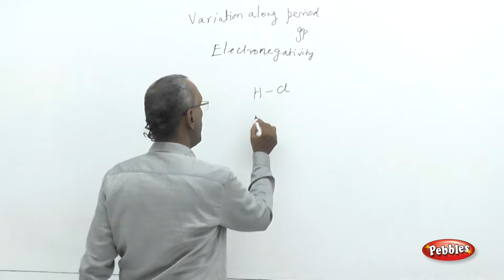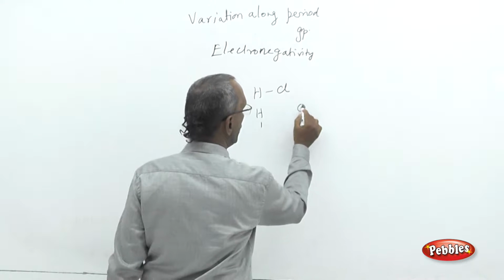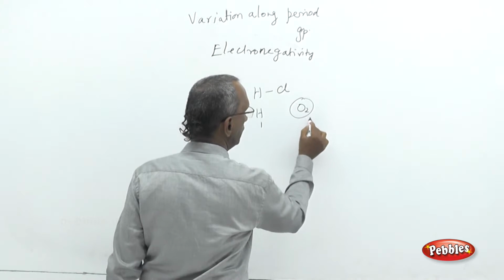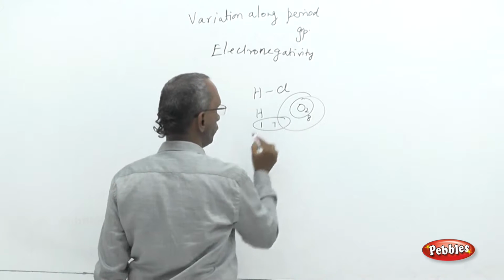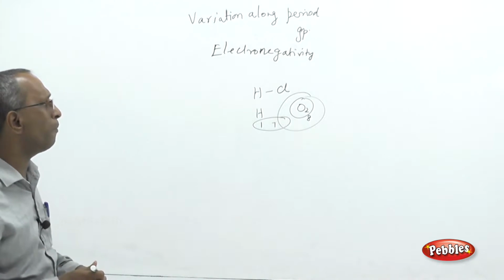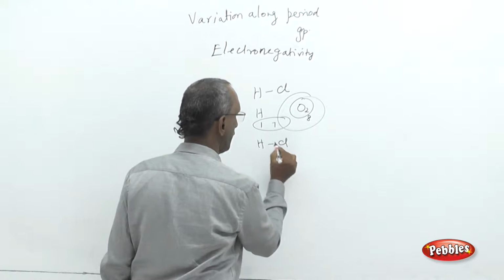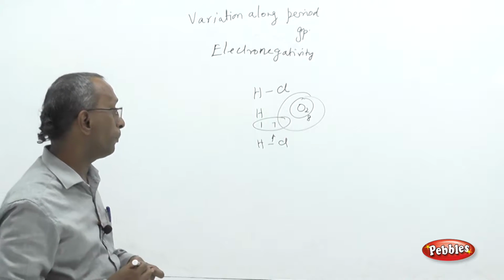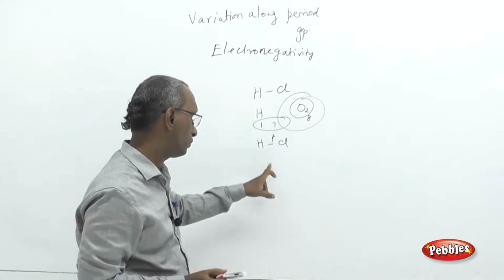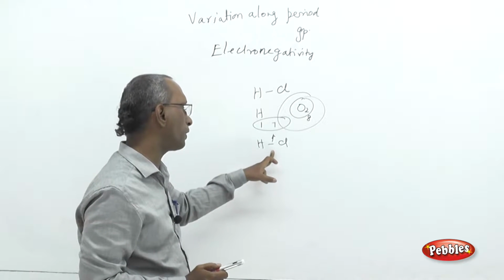HCl means hydrogen, atomic number 1, has 1 electron. Chlorine, atomic number 17, has 2 electrons, 8 electrons, and outermost 7 electrons. These two, 7 plus 1, 8, form the octet configuration. That is what is meant by HCl. So this link line stands for the common pair of electrons, so that both attain inert gas configuration or octet configuration.